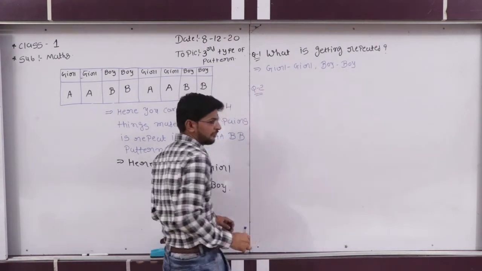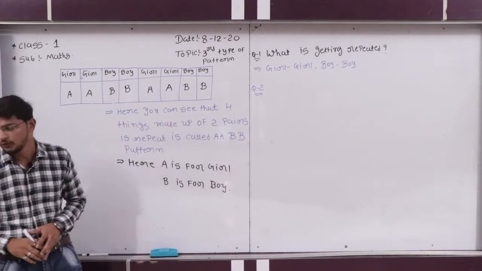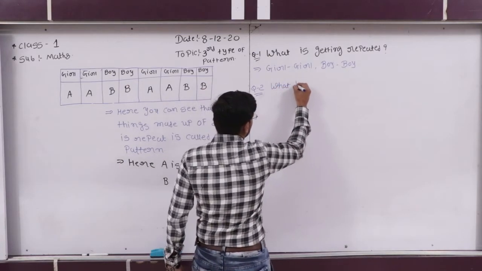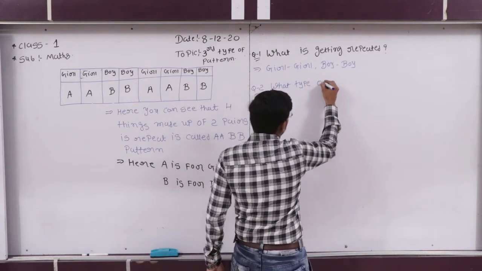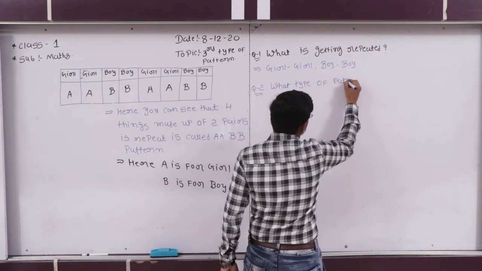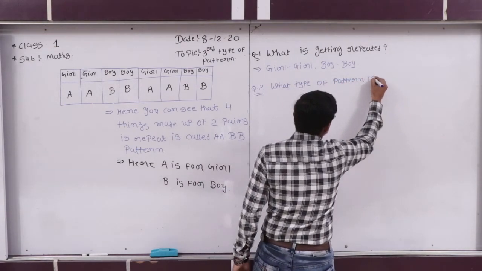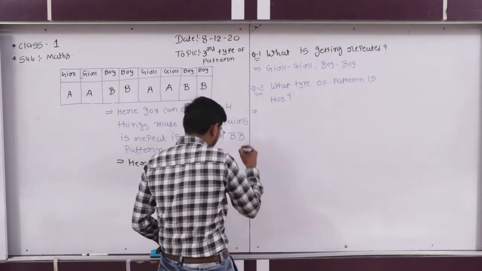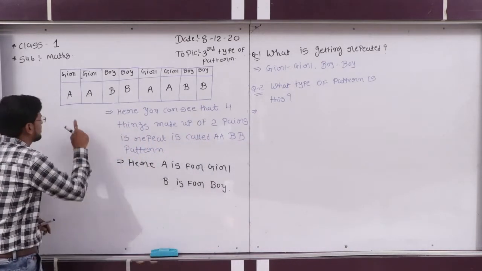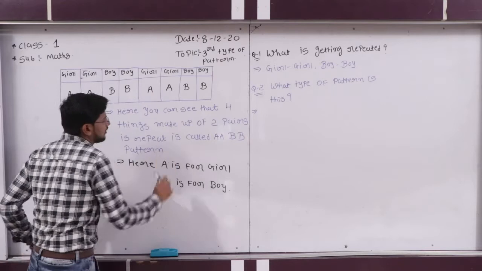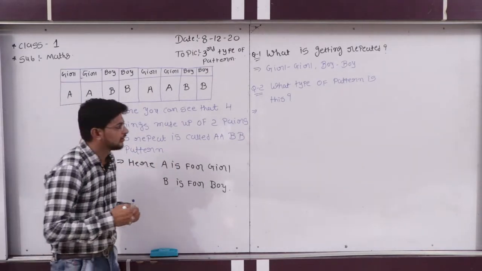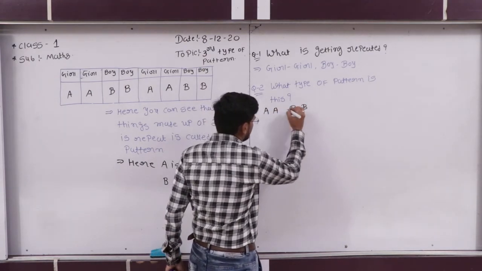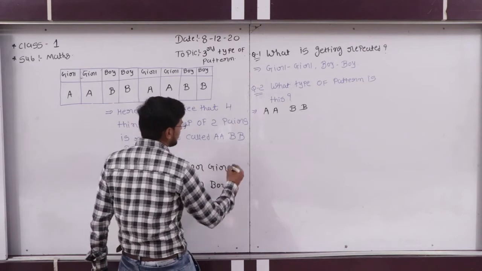Question number 2. What type of pattern is this? We can see in the table, which type of pattern is this? AABB, AABB. So our answer is AABB. What is our answer? AABB.